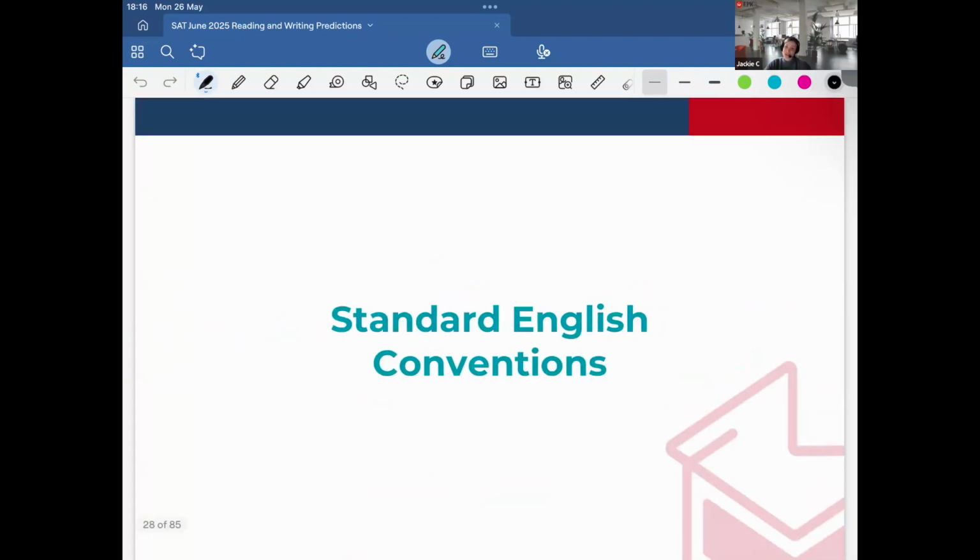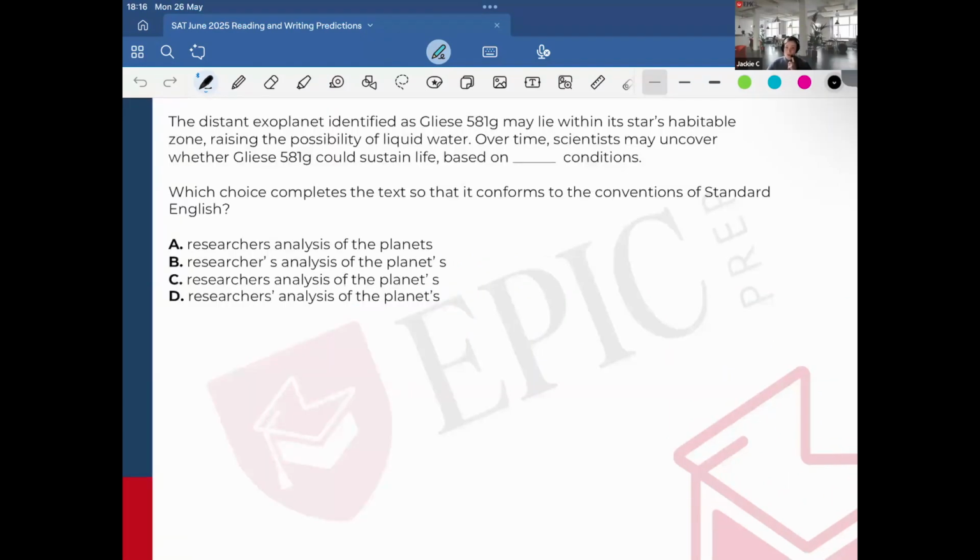Okay, so starting off with standard English conventions, the questions I believe will appear on the exam. Okay, so here, the distant exoplanet identified as Gliese 581g may lie within its star's habitable zone, raising the possibility of liquid water. Over time, scientists may uncover whether Gliese 581g could sustain life based on conditions.